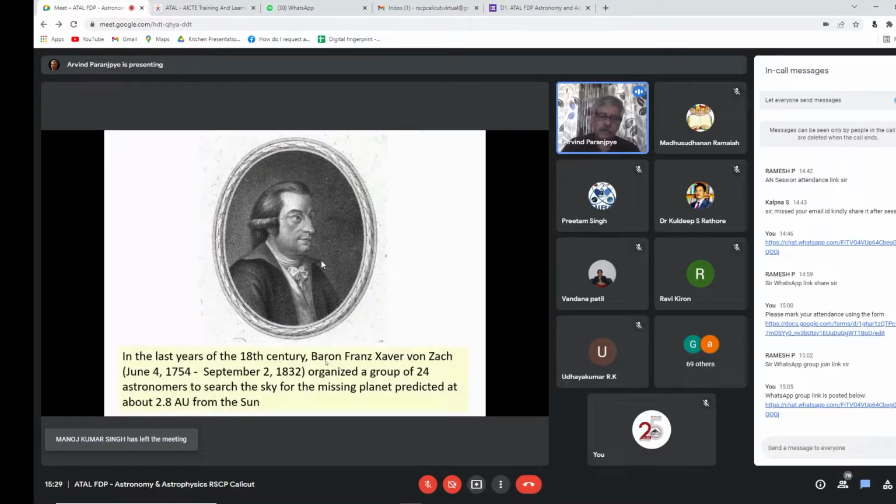What he did was assemble a group of 24 astronomers. He went to various places and said that, look, this is it, and what we need to do is that every one of us should take one part of the sky and look for this object which moves at 2.8 astronomical units from the Sun. So how do you find this particular object?